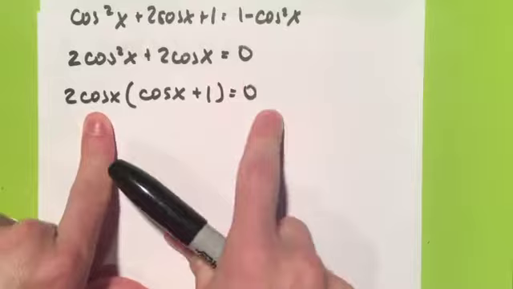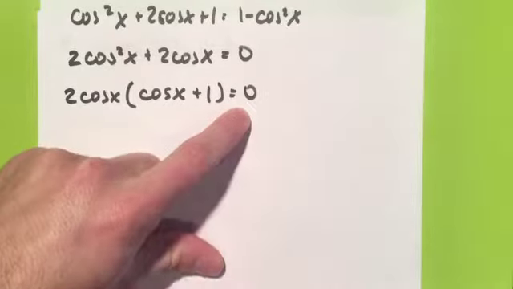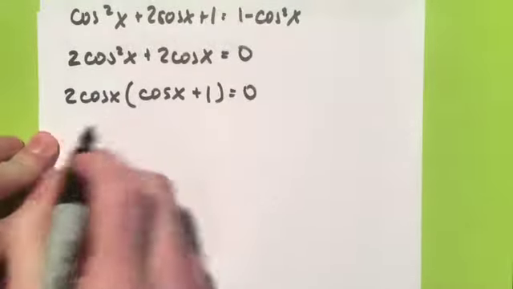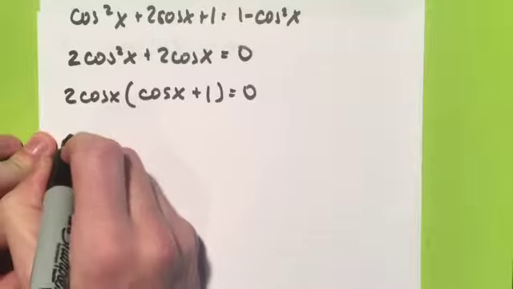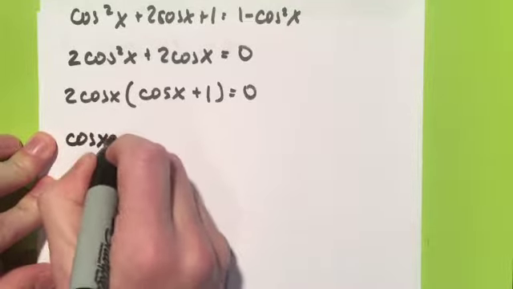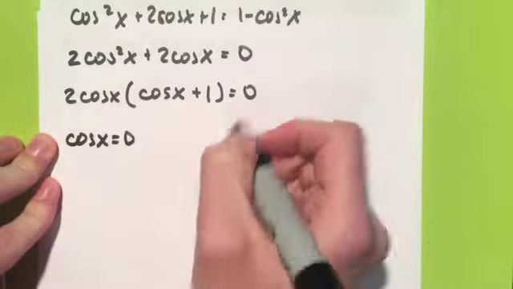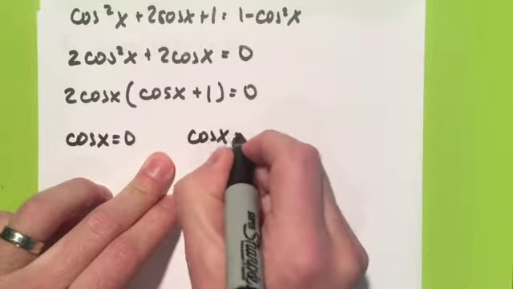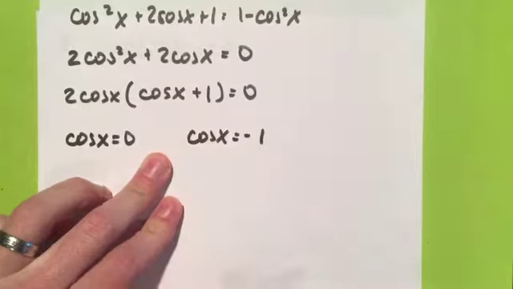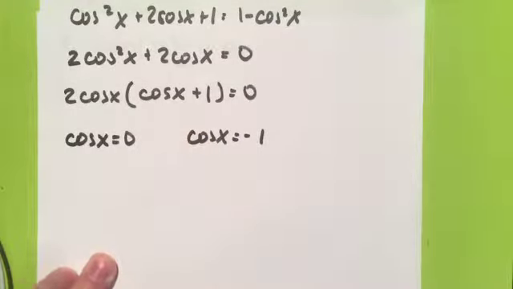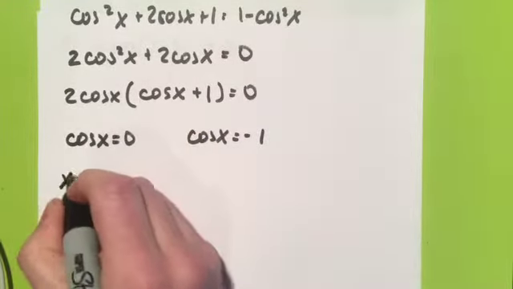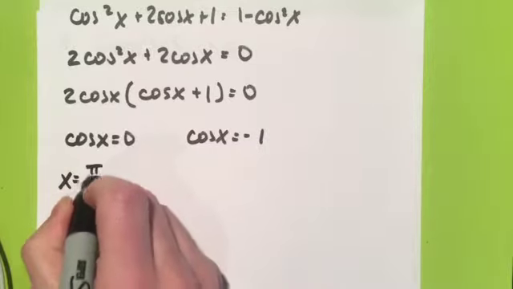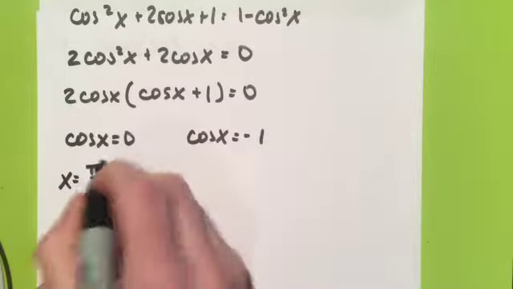Because the factors equal 0, and it must always equal 0. Now we can set each individual factor equal to 0. We have cosine of x equals 0. If I divide by 2, I get 0 still. We have cosine of x equals negative 1 because I am subtracting that 1. And now we go to our unit circle. Cosine of x equals 0, that's pi over 2 and 3 pi over 2.